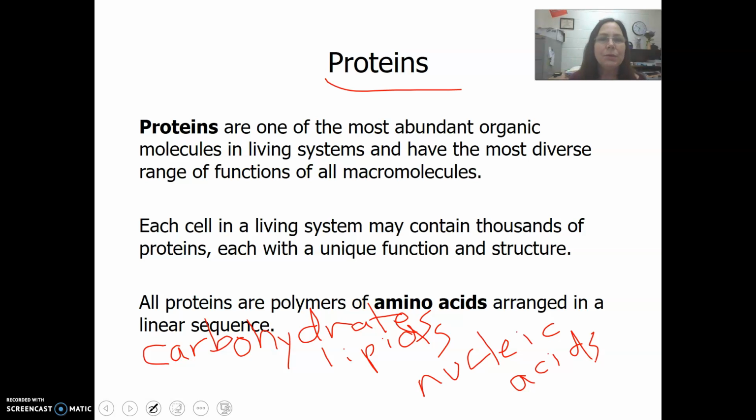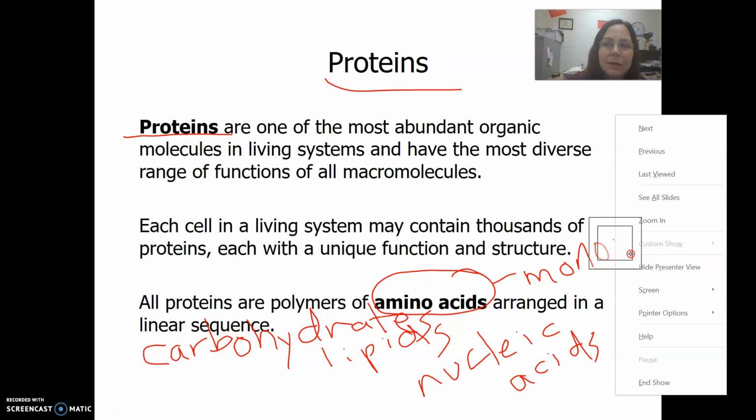We're beginning with proteins. Proteins are one of the most abundant organic molecules in living systems and have the most diverse range of functions. And proteins are polymers of amino acids. So we would say the amino acids are the building blocks or the monomers, and they're joined together.